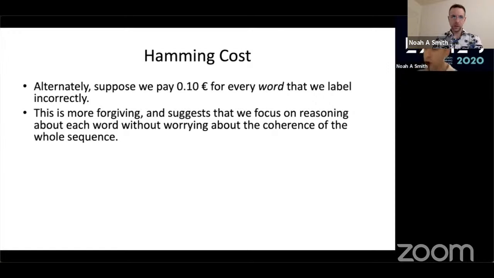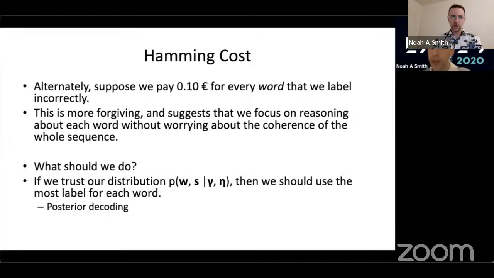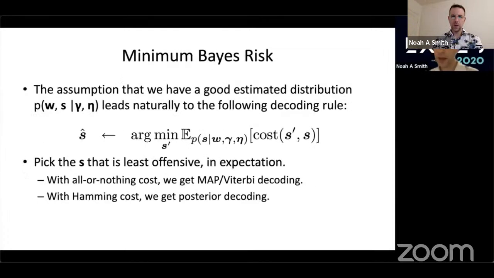You should place a bet locally for each word and choose its most probable label, which, if you trust your distribution, which you should, otherwise what's the point in building a distribution, then you should use posterior decoding, and you should make local decisions, reasoning about all possible paths for each word.